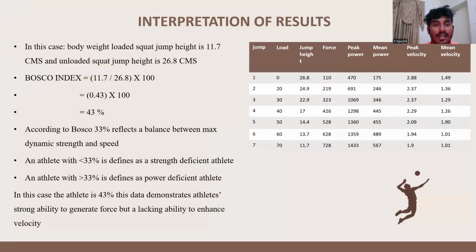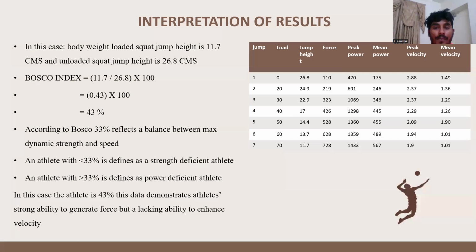Interpretation of the results. With the above data presented, to identify whether the athlete is a force deficit or velocity deficit athlete, we can interpret the data using the Bosco index. So the Bosco index is basically the body weight loaded squat jump height divided by the unloaded squat jump height.